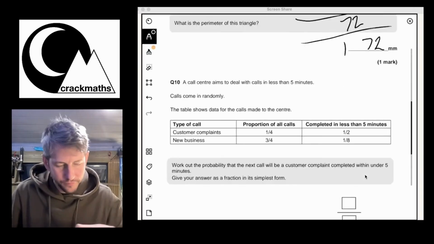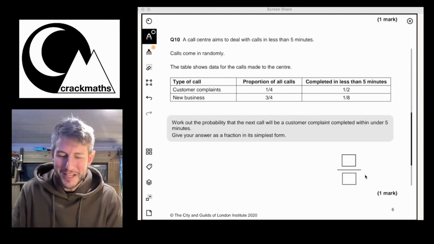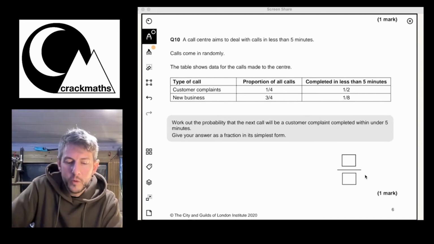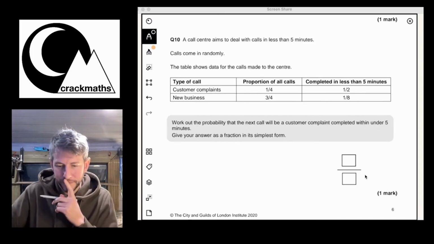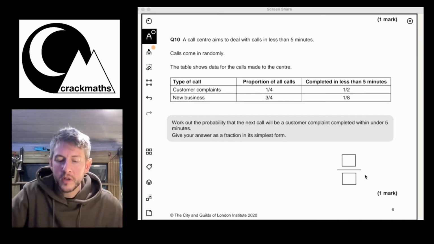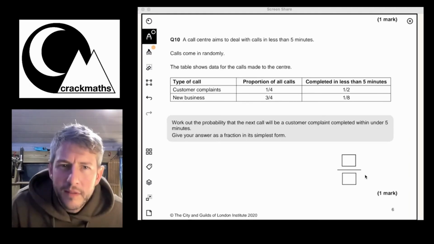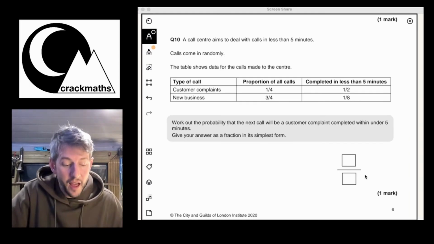Question 10. Okay, we're getting into the more wordy questions now. A call centre aims to deal with calls in less than 5 minutes. Calls come in randomly. The table shows data for calls made to the call centre. Work out the probability that the next call will be a customer complaint completed in under 5 minutes.